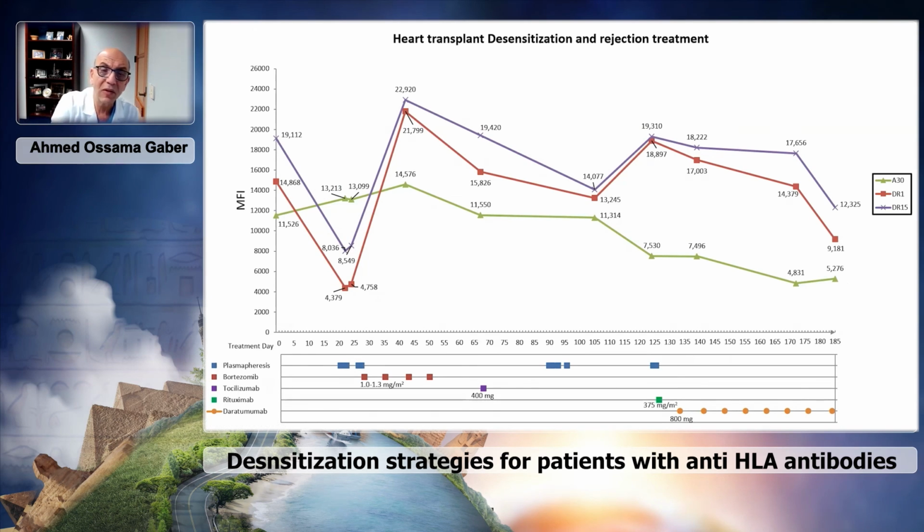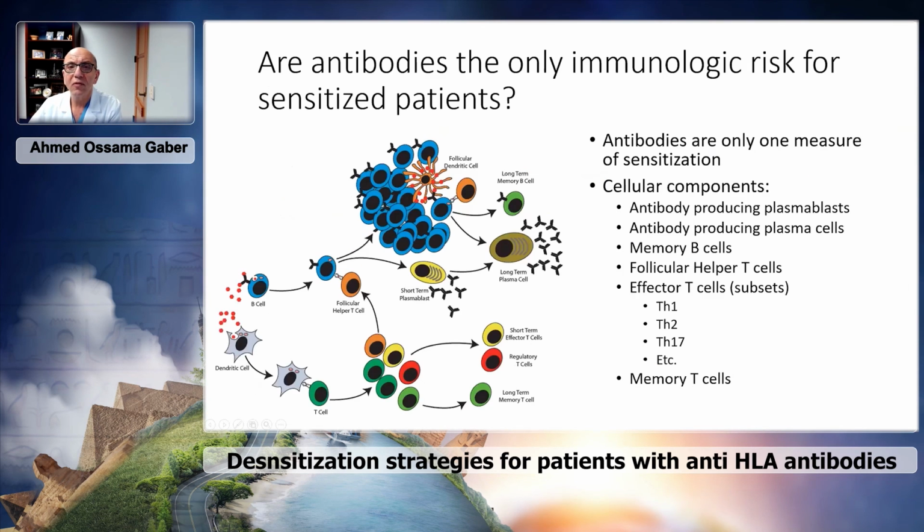First, they got desensitized to where they could get the transplant, as you see here. We got the antibody levels really down. But then when they had rebound after transplantation associated with rejection, we were able to treat them and remove the desensitization. Finally, I want to tell you that antibodies are not the only immunological risk for the highly sensitized patient.